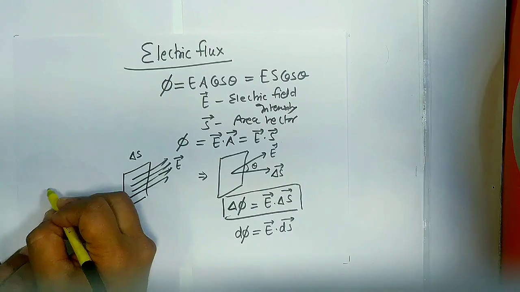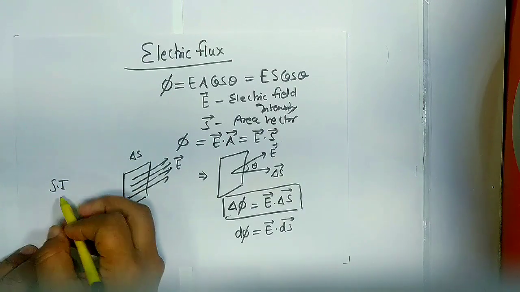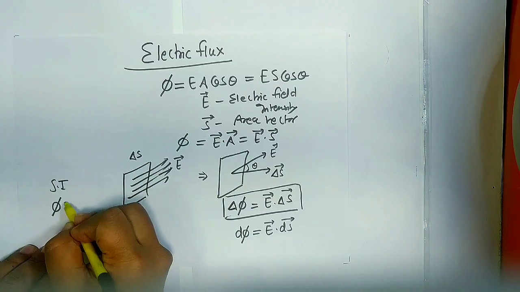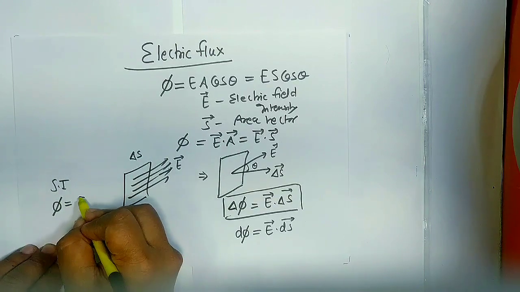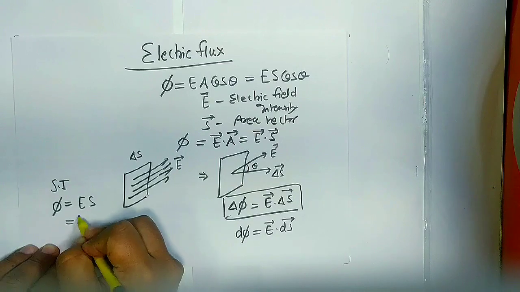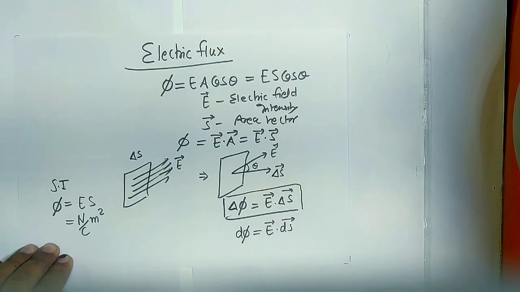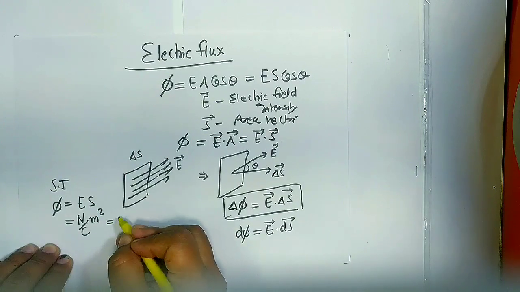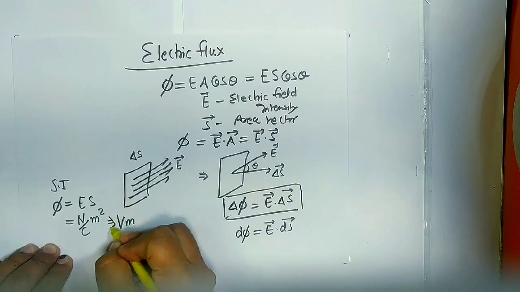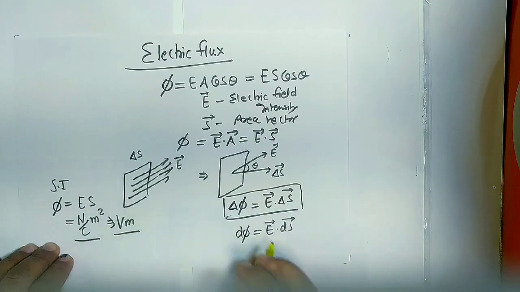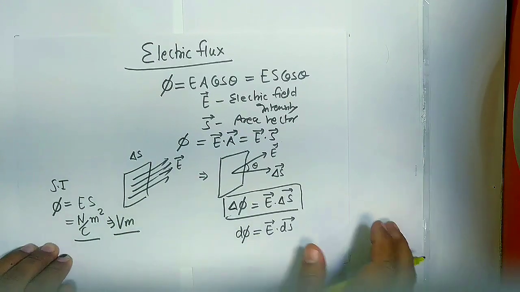And the SI unit of flux, as discussed in my earlier video, since it is ES, is Newton per Coulomb meter square. Another SI unit for it is volt meter also. So both are SI units. You can write volt meter also.